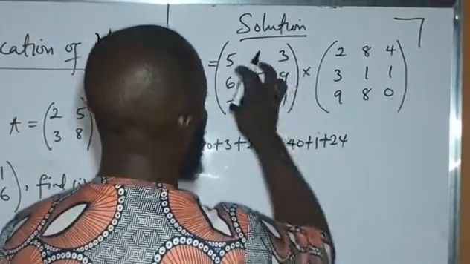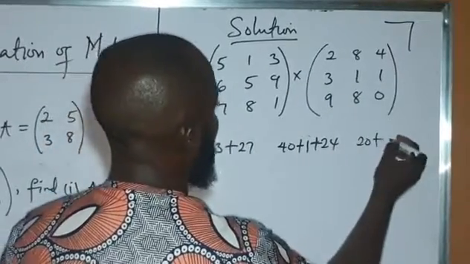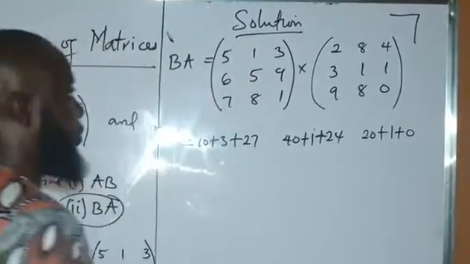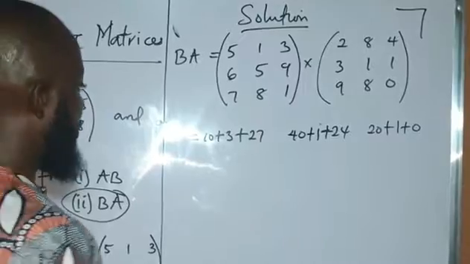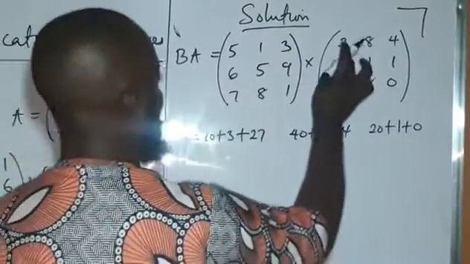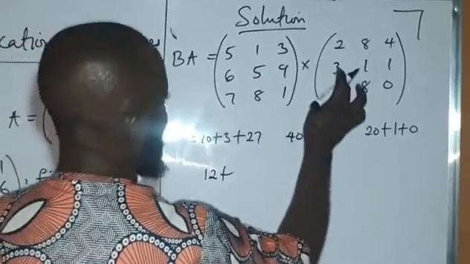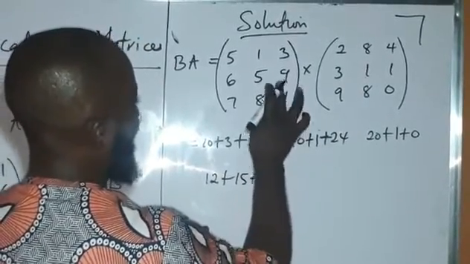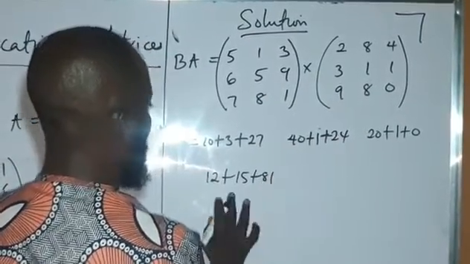This multiplied by this. So 5 times 4, that gives 20, plus 1 times 1, that gives 1, then 3 times 0, plus 0. So we are done with the first row. Move to the second row. 6 times 2, that gives 12, plus 5 times 3, that is 15, plus 9 times 9, that is 81. We are done with this one.